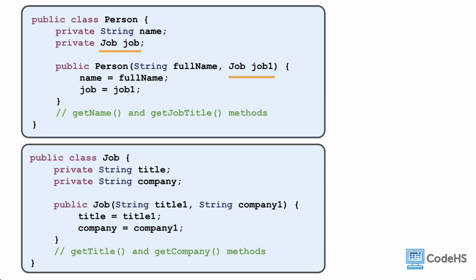Then the constructor has a job parameter that receives an incoming job object and assigns it to the class's instance variable. On the bottom, you see part of a simple job class, which is also showing two instance variables, title and company, with those two variables being initialized in the constructor as well. Let's now use these two classes in a program.